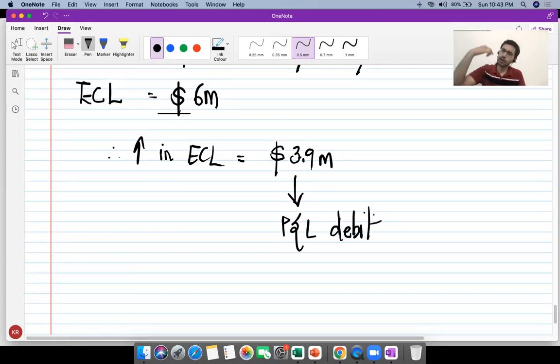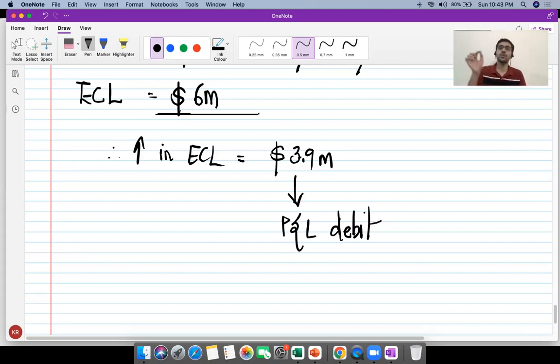Okay, so the $2.1 million originally also was a P&L debit. This is now the incremental P&L debit. All right, after I recognize the provision of $3.9 million, my accumulated provision becomes $6 million, and this $6 million is going to be reduced from my asset account, and I will have a net exposure of 94 million. 100 million minus 6 million, I will have a net exposure of $94 million.